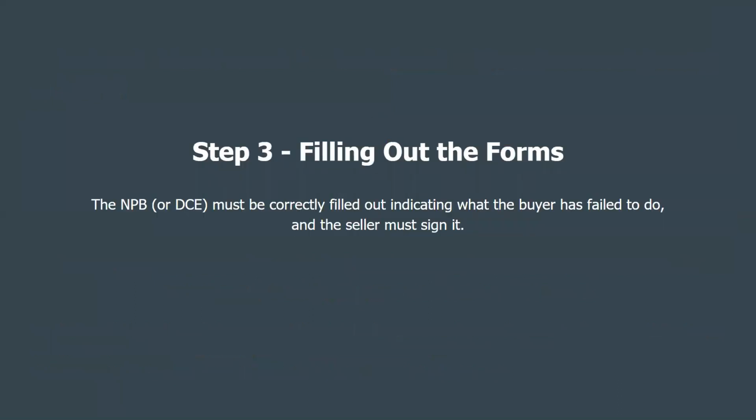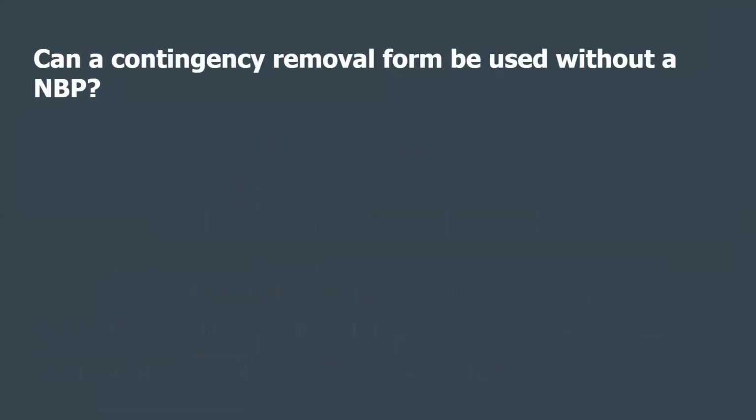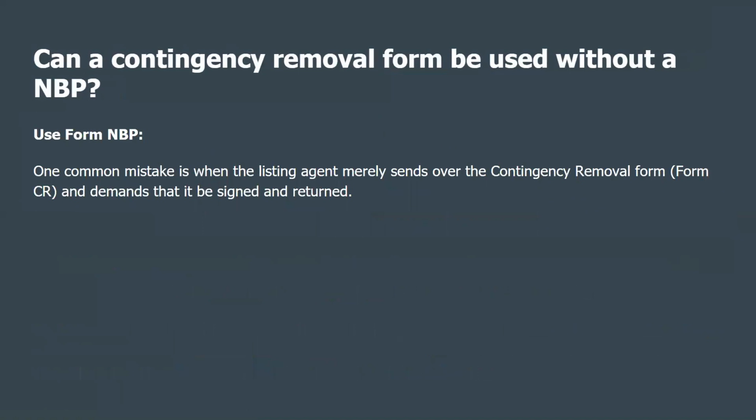So step 3, filling out the forms. Notice buyer to perform or the demand to close escrow must be correctly filled out, indicating what the buyer has failed to do, and the seller must sign it. So can a contingency removal form be used without a notice of buyer to perform? Use form NBP, notice of buyer to perform.